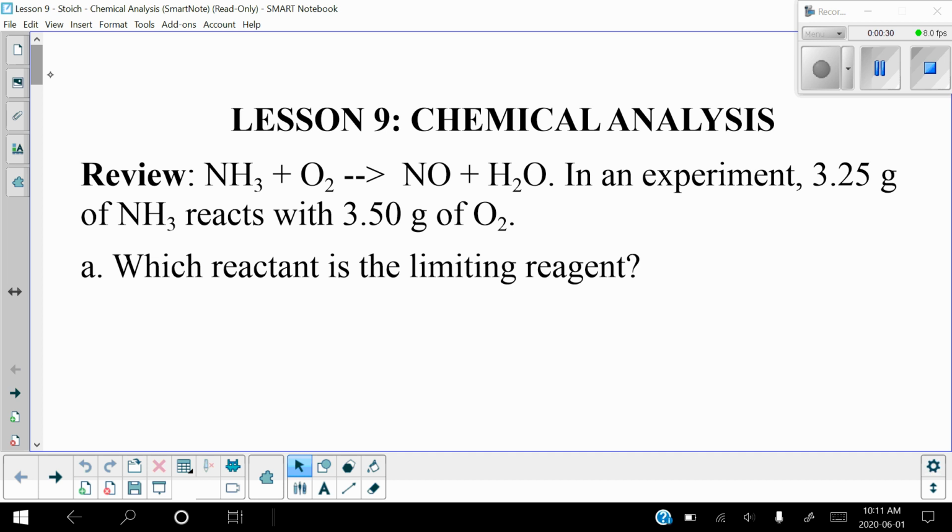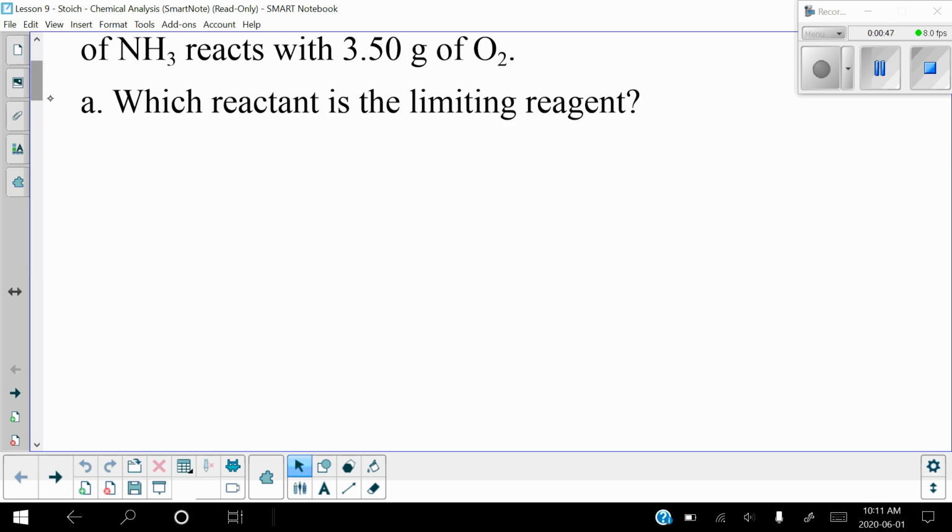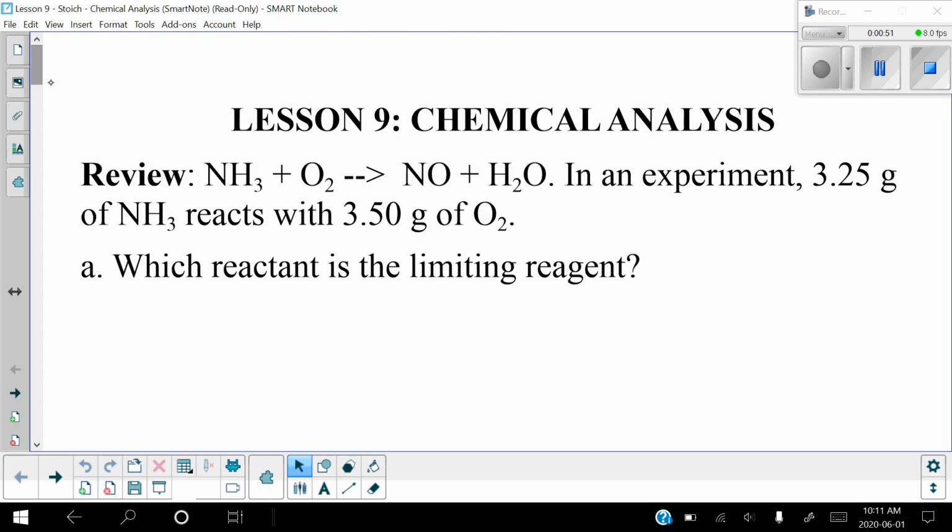So review. The following reaction, ammonia reacts with oxygen gas to create nitrogen monoxide and water. In an experiment, 3.25 grams of ammonia reacts with 3.5 grams of oxygen. Determine the limiting reagent. Okay, so first things first, we take our reaction and we need to balance it.